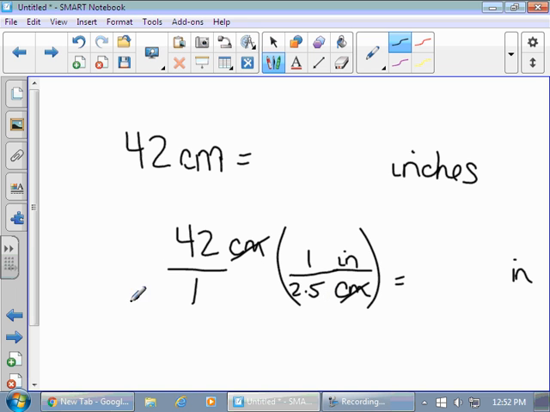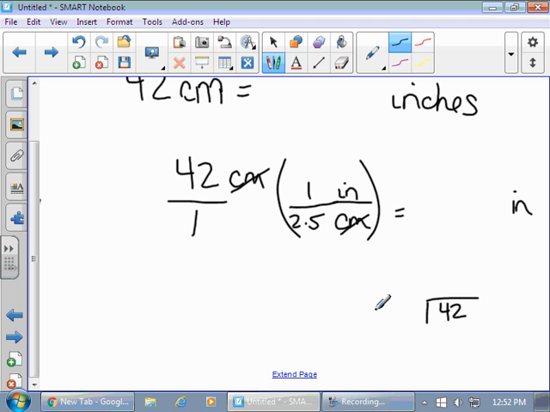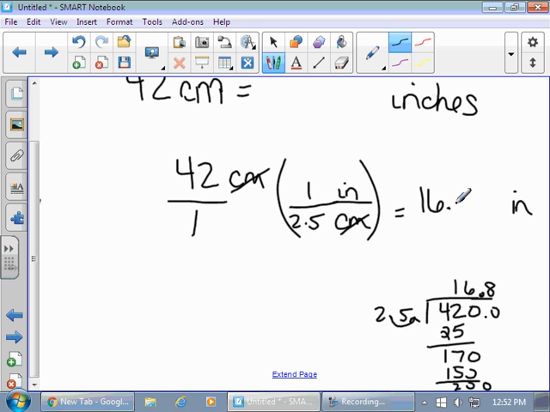Now what's 42 divided by 2.5? Y'all may have to do it. So 42, let me extend my paper so I can have room. 42 divided by 2.5. I'm going to move my decimal over. How many times will 25 go into 42? We'll subtract. I get a 17. Bring a 0 down. How many times will 25 go into 170? 6. That's 150, right? Subtract. I get 20. Bring down another 0. How many 25s in 200? 8. So how many inches? 16.8 inches.